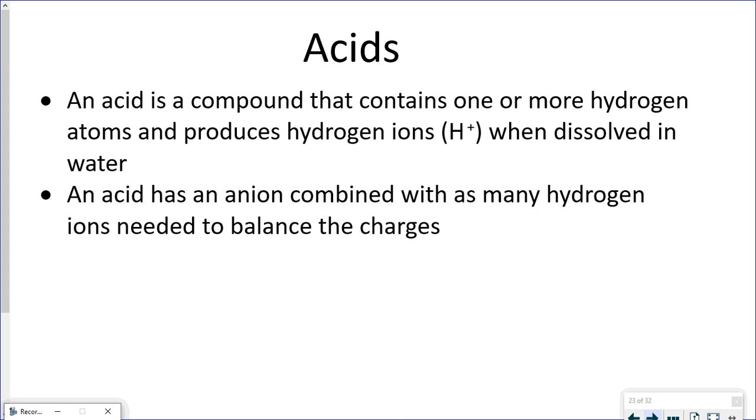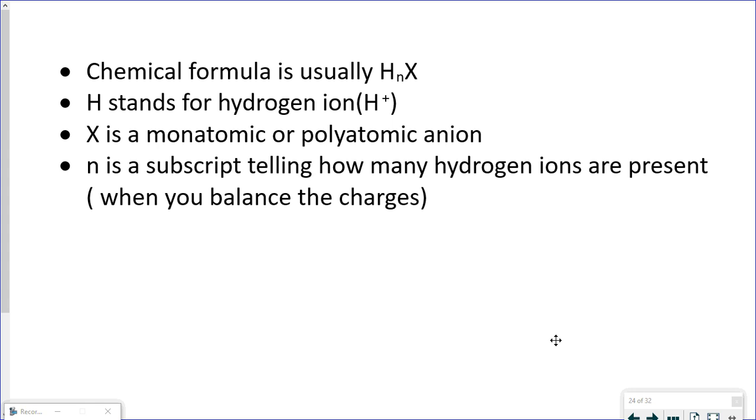The chemical formula for these, like I said, they are going to start with hydrogen. So they'll have this HNX form. The H is how many hydrogen ions there are. The X is the anion. This can be monatomic off the periodic table, or it can also be a polyatomic ion. And the N is the subscript on the hydrogen, telling you how many you need to balance charges. This is after crisscrossing charges, like other ionic compounds.